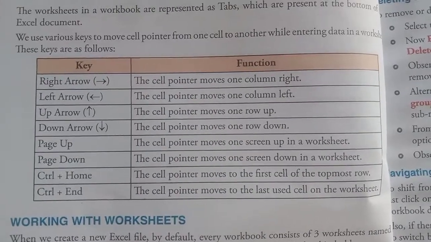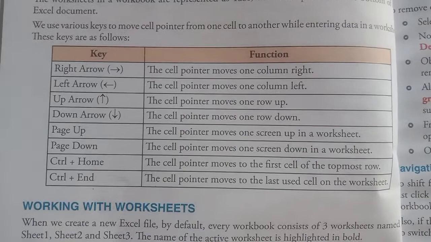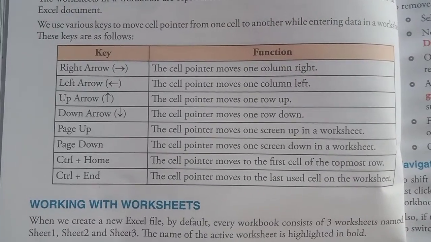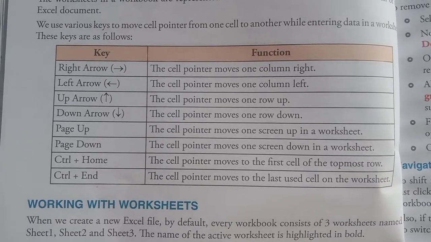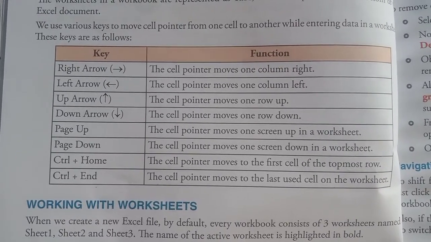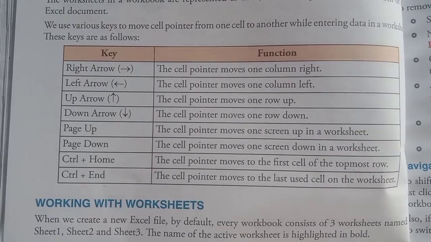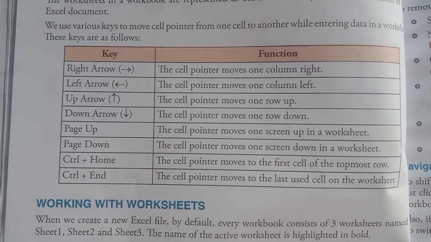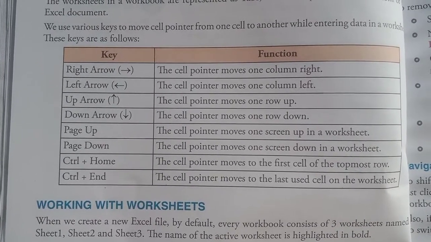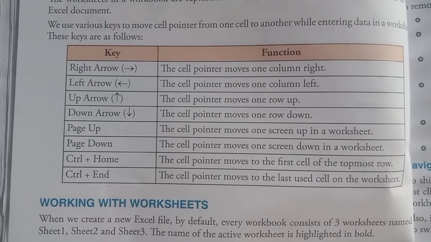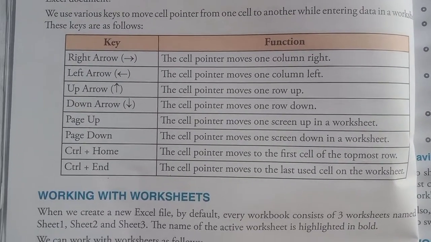Working with worksheets. Whenever you are going to work on a worksheet, it is called working with worksheets. When we create a new Excel file, by default, every workbook consists of 3 worksheets. I already told you, whenever we open an Excel workbook, 3 worksheets are automatically opened in front of you. The names of the sheets are sheet 1, sheet 2, and sheet 3. The name of the active worksheet is highlighted in bold, right?